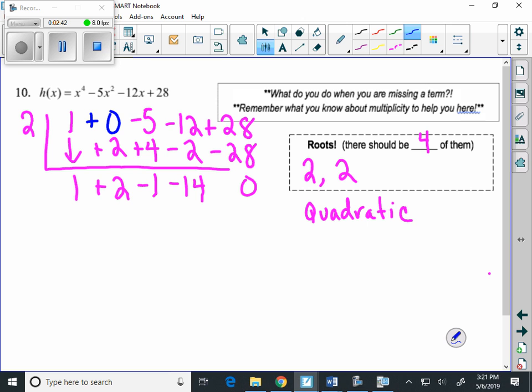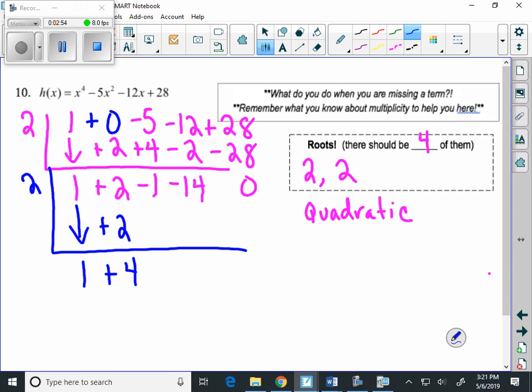But once we do that, we need to go through the process again. And we're going to use our 2 again. Carry down the 1. 2 times 1 is 2. 2 plus 2 is 4. 2 times 4 is 8. Negative 1 plus 8 is 7. 2 times 7 is 14. And once again, we get a 0, which we want.